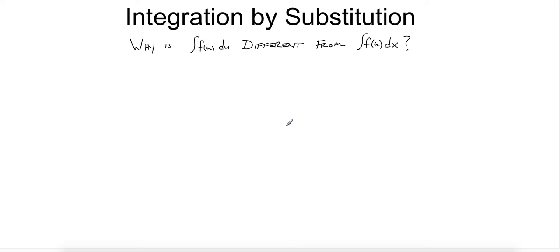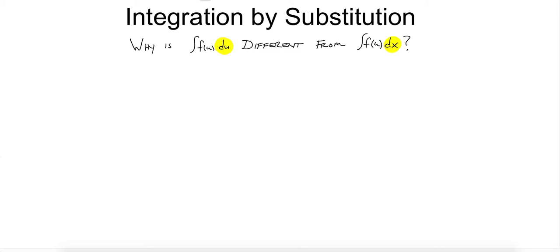So the first part here, we're going to talk about what is the difference between the integral of f of u with respect to u versus the integral of f of u with respect to x. And this dummy variable here, the du or the dx, actually changes the overall value of the integral, or the overall result. So these are going to be two very, very different answers. So let's go through an example of what this would mean.